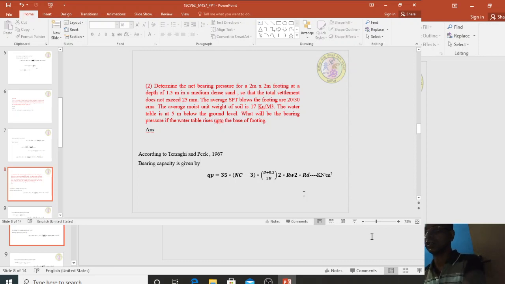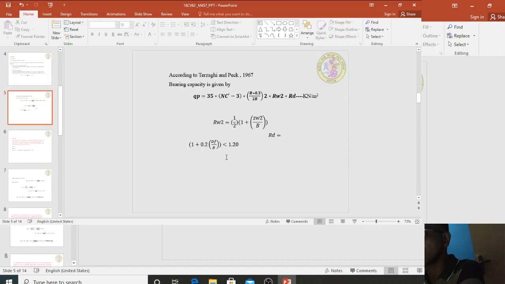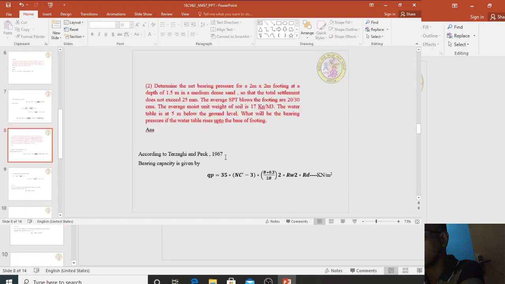So here the given values you have to mark. Number one, the size of the footing is 2 meter by 2 meter, so B is equal to 2 meter. Depth is 1.5 meter. Medium dense sand is given. As I said earlier, if I go back to my discussion, fine sand consists of sand and silt. So here it is a medium dense sand. Please keep it in mind. We will discuss it later.